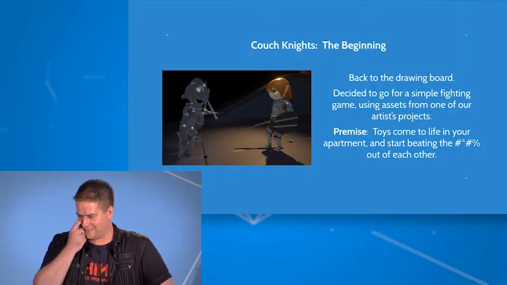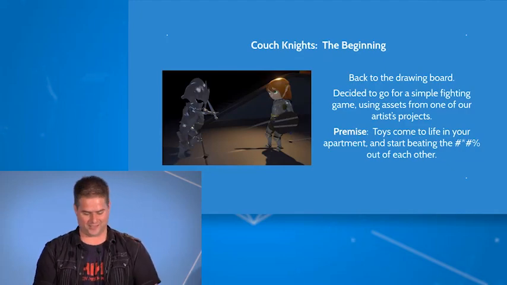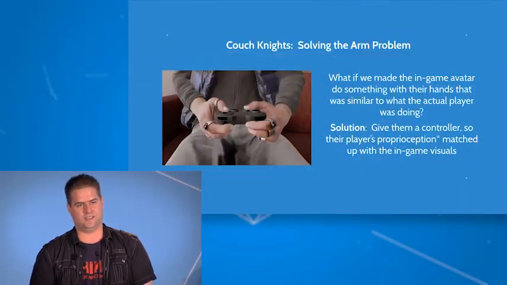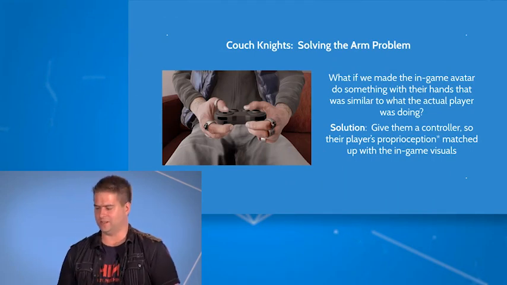And one of the artists at Epic, Thomas Brow, was making this cool little Zelda-like game with these pretty compelling little cartoon characters. So we said, what if you were sitting in an apartment with somebody else and you had toys that had come to life and started beating the shit out of each other? And we said, that sounds like a good idea to us. We still had the arm problem, but fortunately now, because we had gameplay where we weren't just relying on body motion, we could give these people a controller and put that controller in their arms. And so what they're doing in the video game world was the same as what they were doing in the real world.